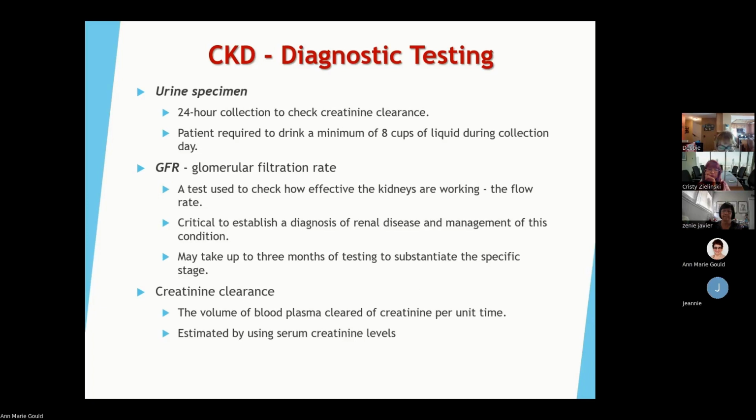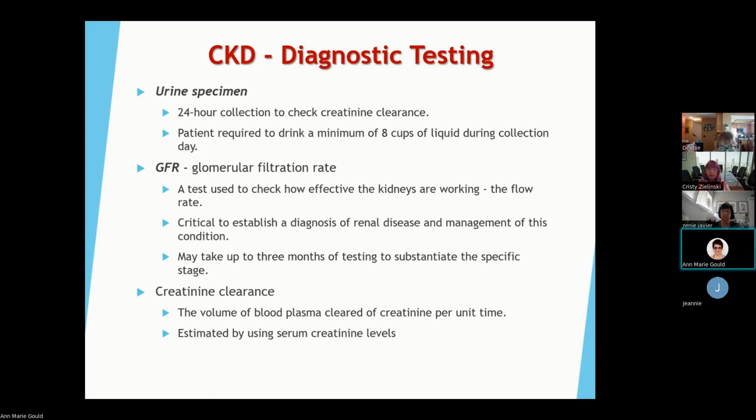Creatinine clearance is the other one. That's the volume of blood plasma cleared of creatinine per unit time. And this is estimated by using your serum creatinine levels. So the docs will look at the serum creatinine, they'll look at the GFR, but then they'll check a 24-hour creatinine clearance level just to see exactly what it is.